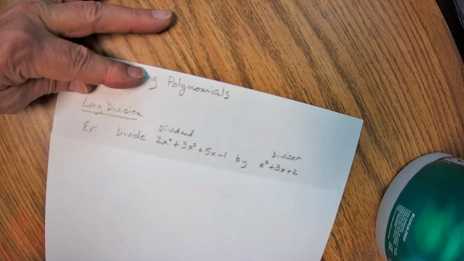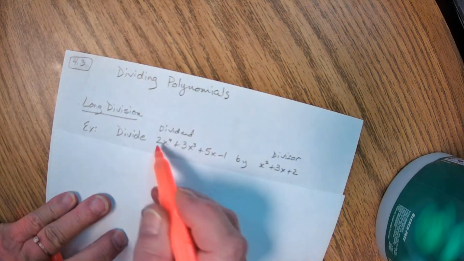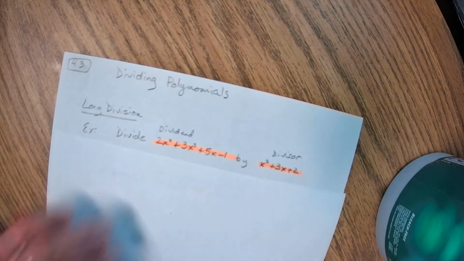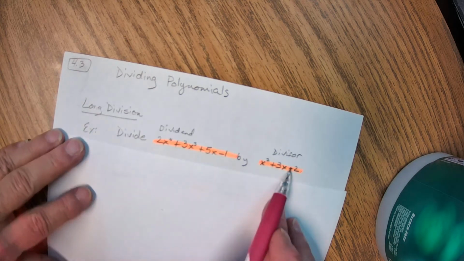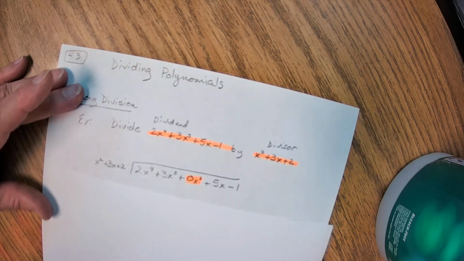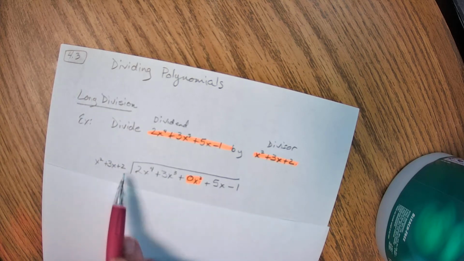So we're going to take this and divide it by that. Remember that this is called the dividend, and this is called the divisor. It's not so important that you remember that, but this is how we're going to set it up. We're going to take this and divide it by this.